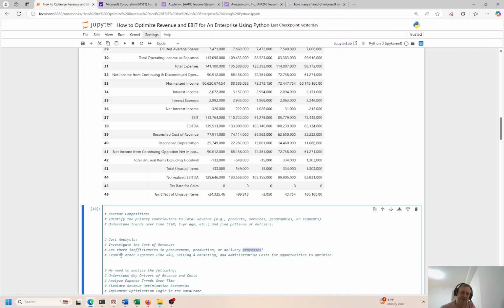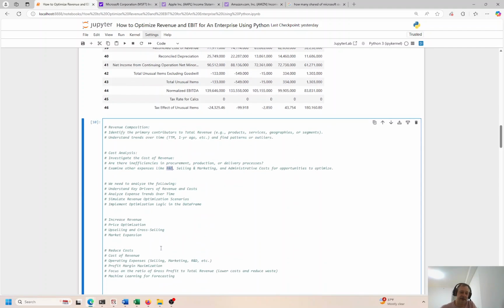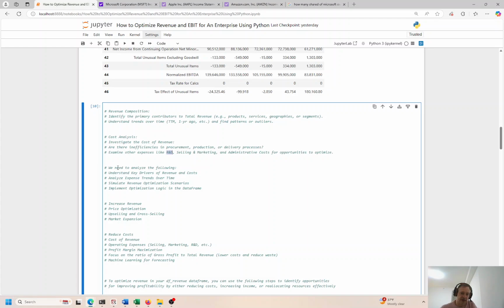Supply chain, things like that. So this type of analysis can help us understand the idiosyncrasies of running a massive scale business like this, right? So Microsoft is pretty huge, right? We need to analyze the following: understand key drivers of revenue and costs, analyze expense trends that change over time, simulate revenue optimization scenarios. You have simulation analysis, scenario analysis, things like this.